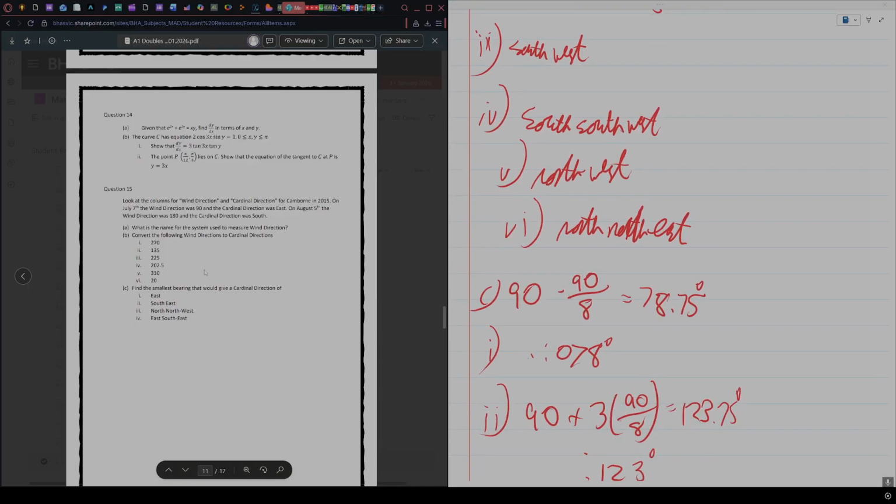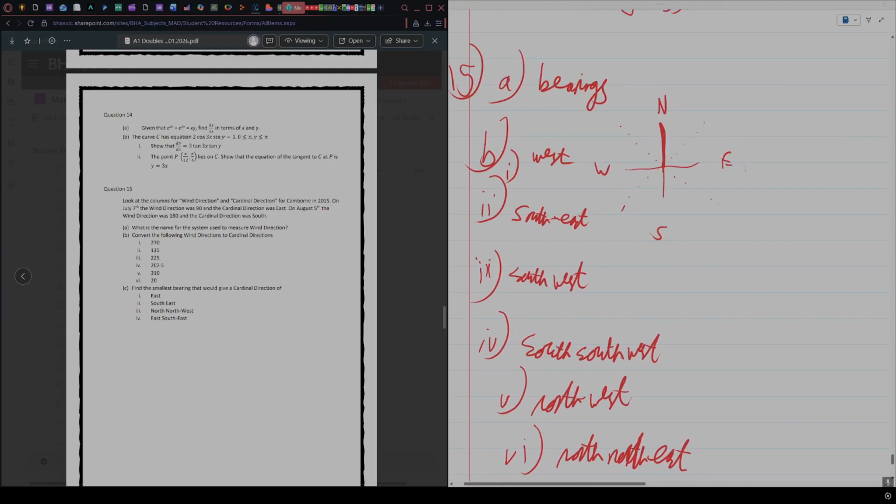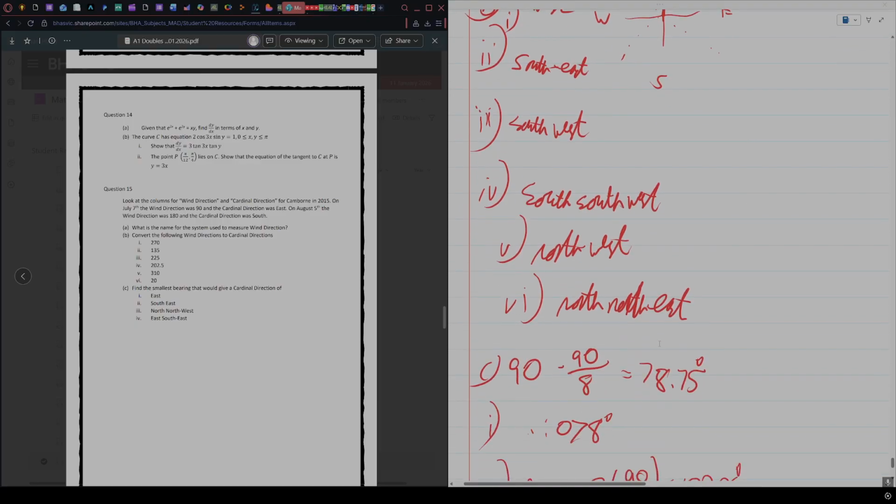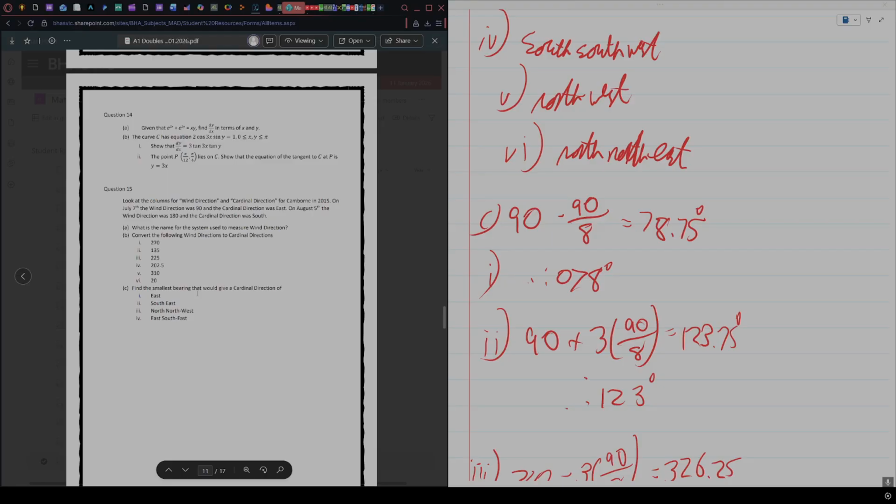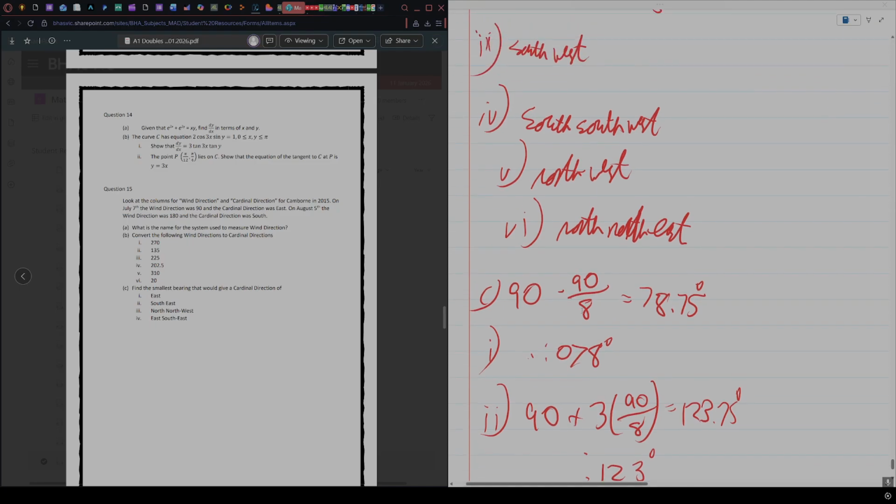So the smallest bearing that would give a direction of that is 90, because that's east, minus 90/8, which is this. In the answers they didn't do this, because you did have to do this at GCSE, and I'm not sure if you still have to do it now. But for bearings, you usually have to round, and they also have to be in three significant figures.